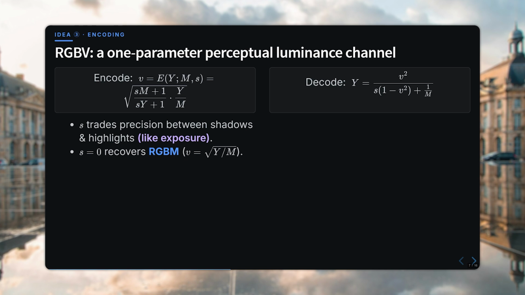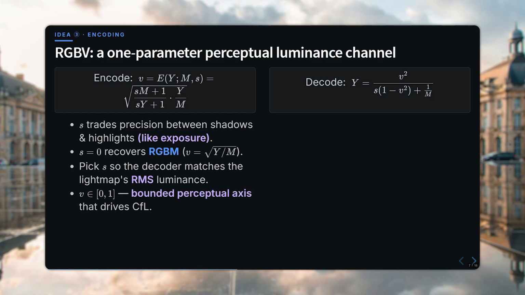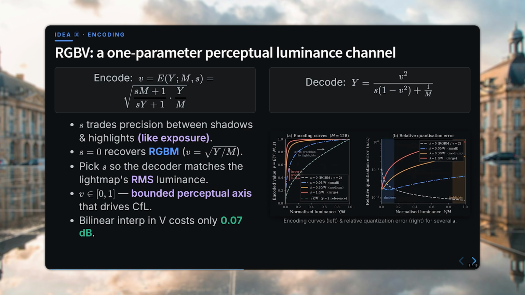And when S is 0, it reduces exactly to RGBM. We pick S so that the decoder's average matches the light map's RMS luminance. And just as important, V is bounded between 0 and 1. So it's a really well behaved perceptual axis, and we feed it straight into the chroma from Luma Predictor. So RGBV isn't just a storage choice, it's actually what makes the prediction well conditioned. And bilinear interpolation in V-space only costs us 0.07 dB, so it stays safe under GPU texture filtering.